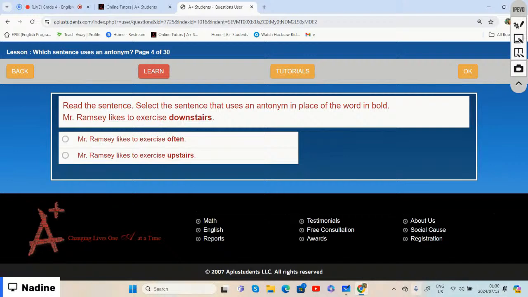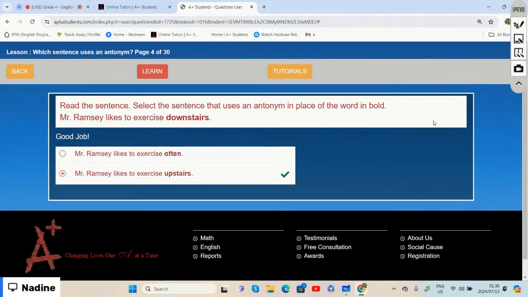Is it often or is it upstairs? The opposite of downstairs. Is it often or is it upstairs? And the opposite of downstairs, yes, it is upstairs. So well done.